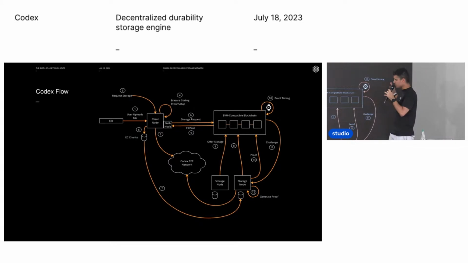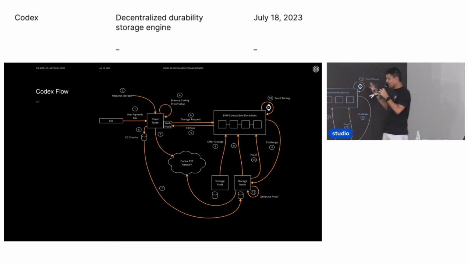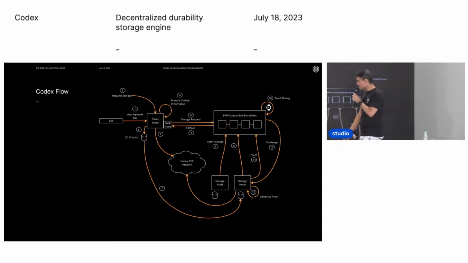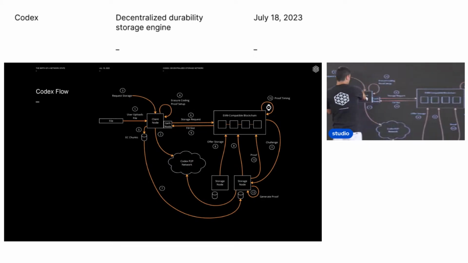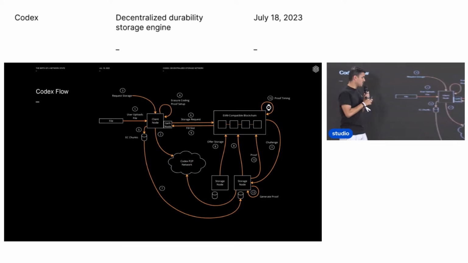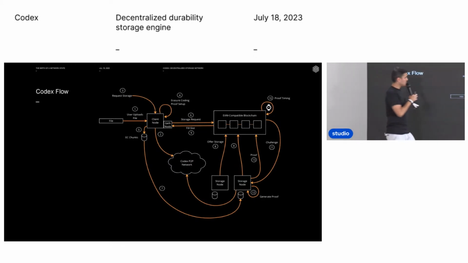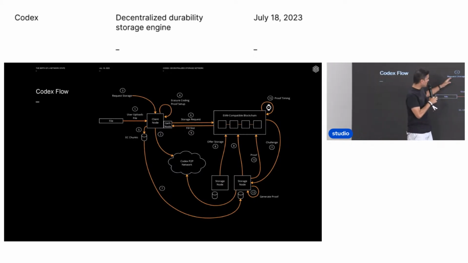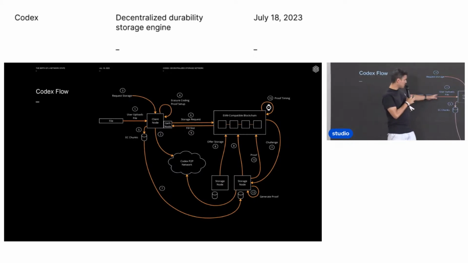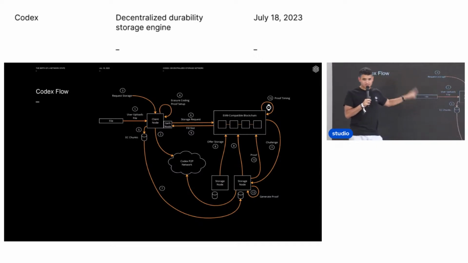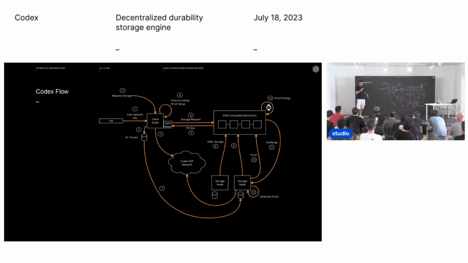So let me try to put all this together and explain how this goes into Codex. First you have the client node, which is the node where you are going to run Codex in order to upload datasets. So first you do an upload of your file. Upload is actually a kind of confusing word, because at that moment you are not really uploading anything to anywhere. It's just in the Codex network.